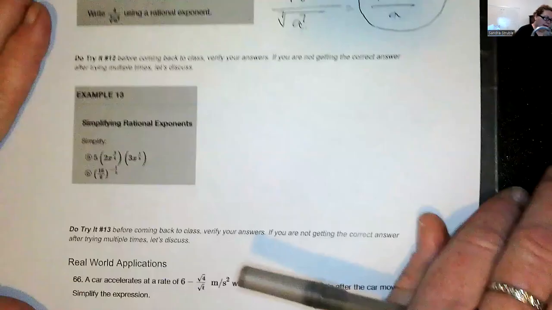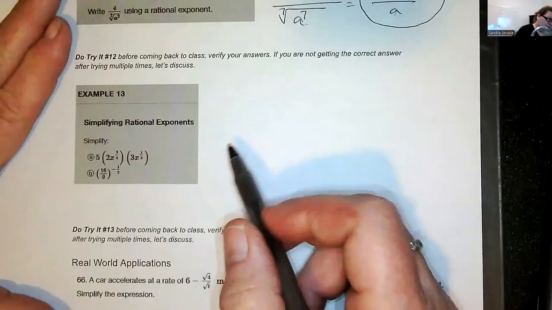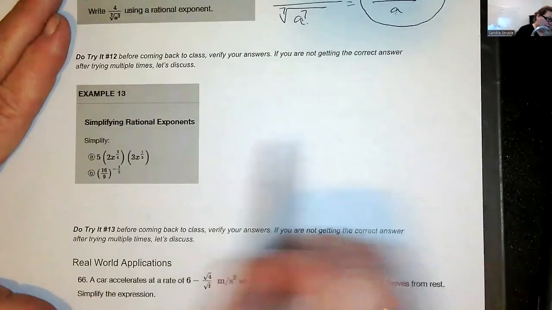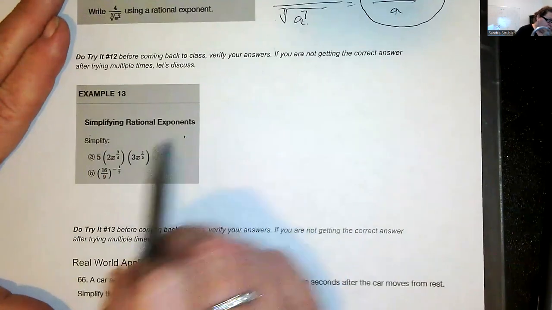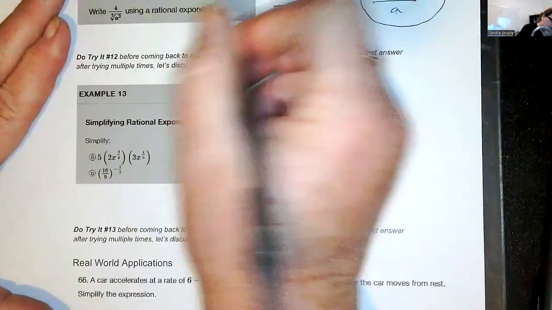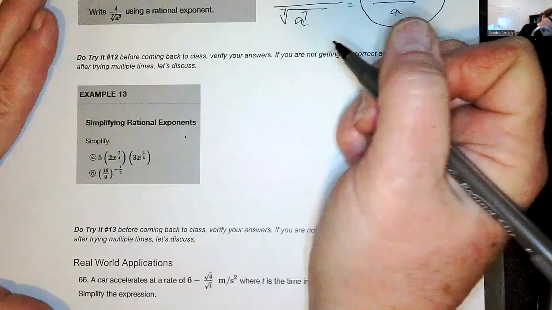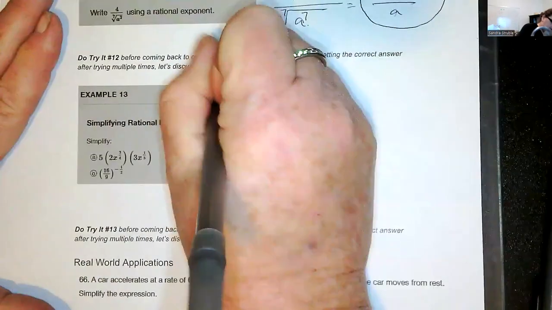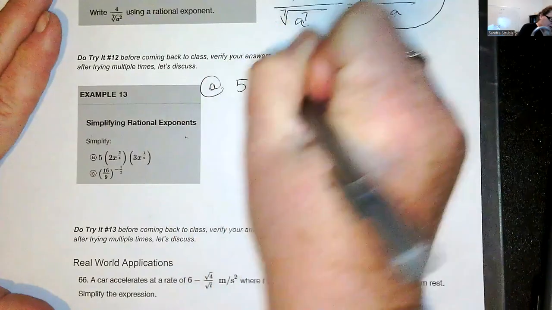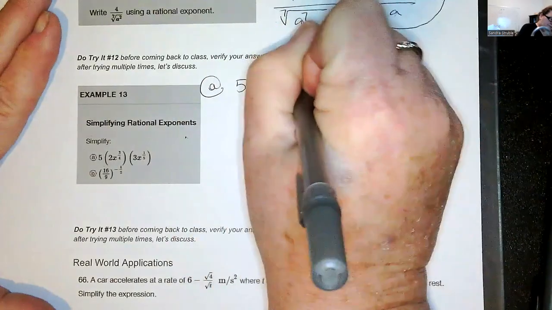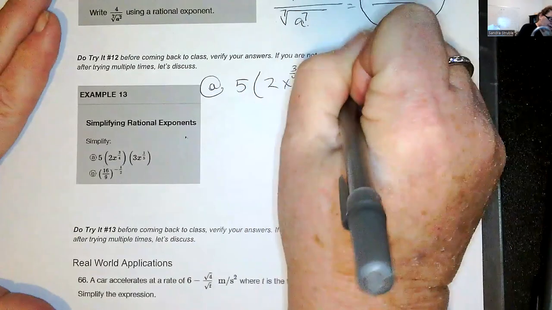All right, and this is the last portion of this. So we've got, looks like 2 more. Simplifying rational exponents. So 5 times, all right, let's do this. I don't remember doing this in class. 5 times 2x to the 3/4 times 3x to the 1/5.